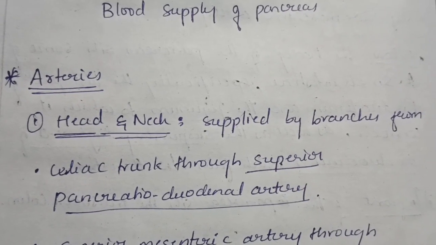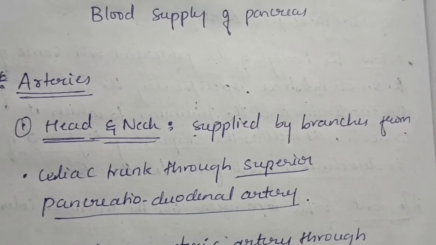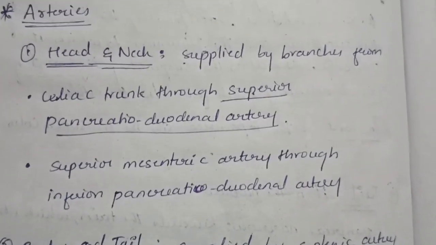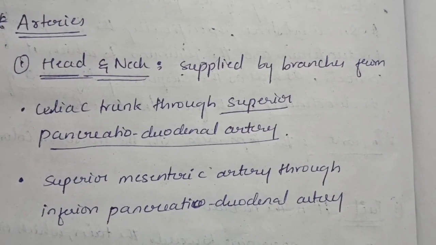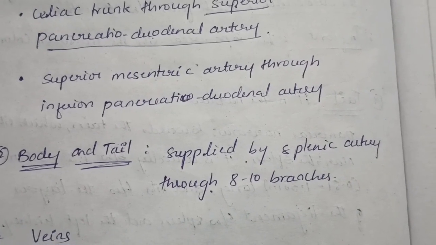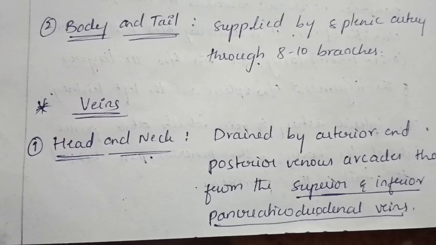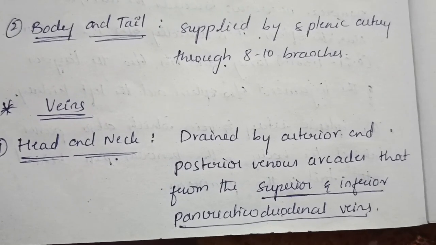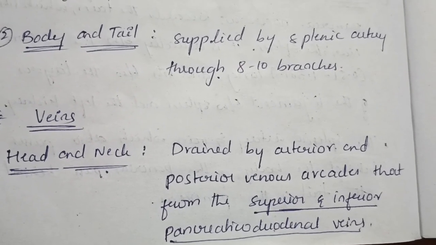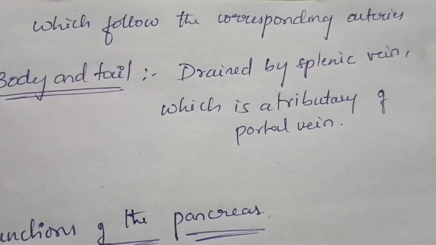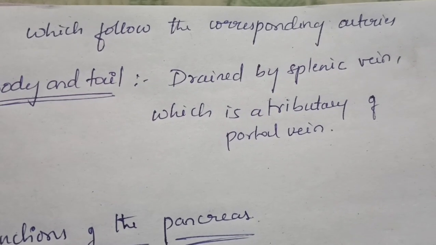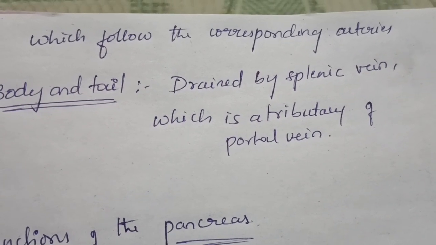Arteries. The head and neck are supplied by branches from the celiac trunk through the superior pancreaticoduodenal artery, and the superior mesenteric artery through the inferior pancreaticoduodenal artery. The body and tail are supplied by the splenic artery through 8 to 10 branches. Veins. The head and neck are drained by anterior and posterior venous arches that form the superior and inferior pancreaticoduodenal veins and follow the corresponding arteries. The body and tail are drained by the splenic vein, which is a tributary of the portal vein.